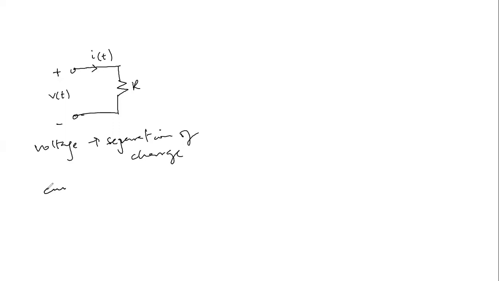And then current is the same as charge in motion, right? So once we have this, by Ohm's law, we know that the power of this signal, or whatever is going on here, is what? VI, the voltage times current.